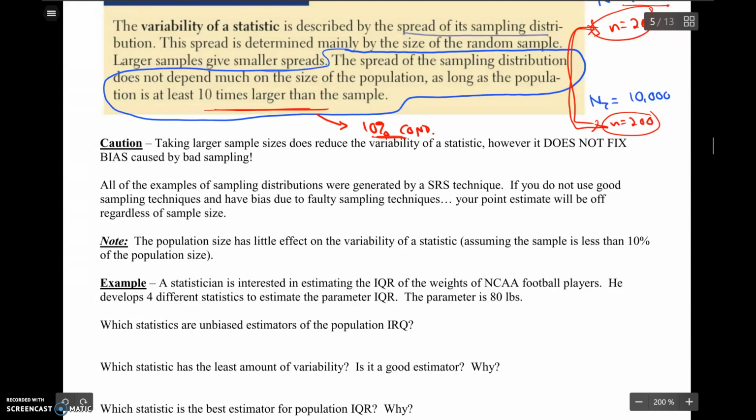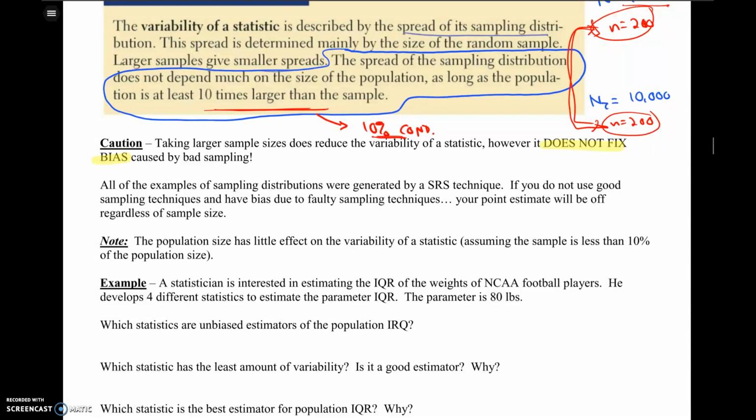Caution: taking larger sample sizes does reduce the variability of the statistic. However, it does not fix bias. Doesn't matter how big your sample is. If you got a bad sample, then you got problems. And I'm talking about bias caused by bad sampling, not bias and unbiased estimators. But if you take a bad sample and it's not representative of the population, then it doesn't matter how big your sample size is. It's going to be kind of wasted data.